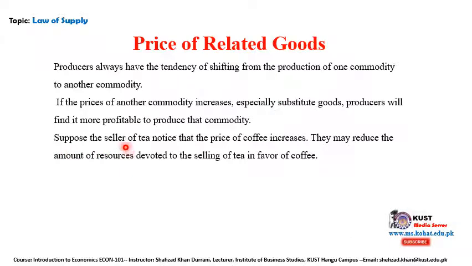Suppose that the seller of tea notices that the price of coffee increases, right? They may reduce the amount of resources devoted to selling tea. He would reduce the resources that he devoted to tea, and they would go to coffee. In favor of coffee, he would reduce those resources, right?